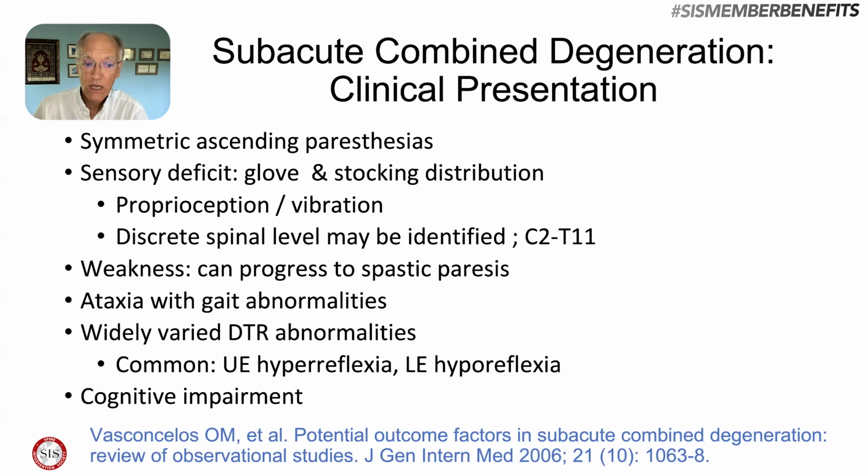Weakness can be present and can progress to spastic paraparesis, either quadriparesis or paraparesis. As we saw in our patient, ataxia with gait abnormalities are a typical presentation. There can be widely varied deep tendon reflex abnormalities. A very common phenomenon is a dissociation of upper and lower extremities, with hyperreflexia in the upper extremities and hyporeflexia in the lower extremities. And this may indeed progress to cognitive impairment with significant cognitive decline.